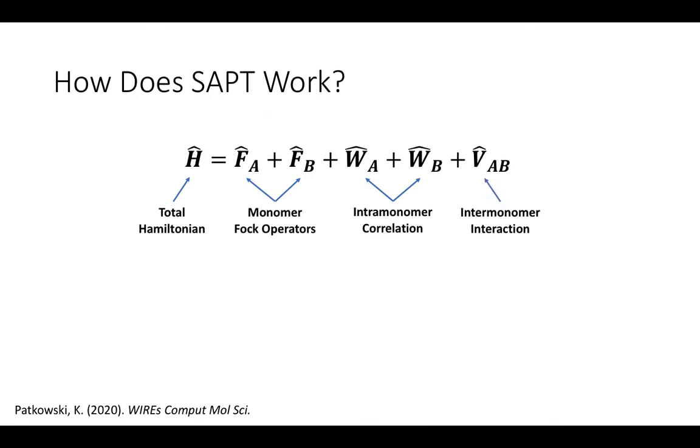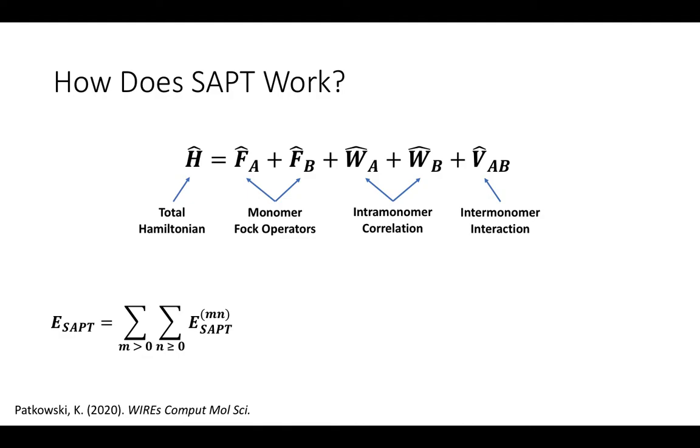Added to that, however, we tack on the intermonomer interaction, which is the electrons and nuclei of one monomer interacting with the electrons and nuclei of the other. When we go about actually solving this perturbation series, and by the way, this review I have in the bottom left, by Konrad Patkowski, just came out this past year and is a really excellent resource on all of this, the derivation of SAPT and all the different terms.